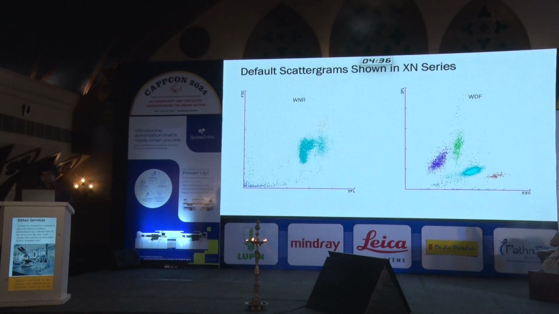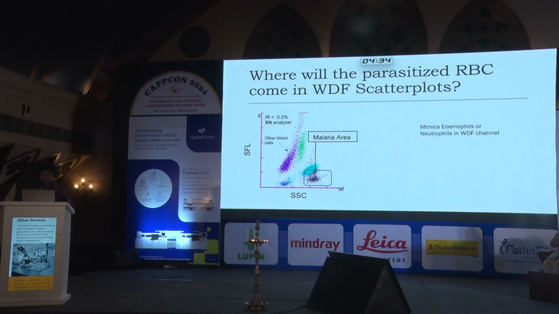Now, if we consider malaria, where will the parasitized RBC come in the WDF plot? In the WDF plot, it is the primary plot which most of us see, and many of us actually know it also. It falls between the eosinophil and the neutrophil cluster. So the blue is the neutrophil cluster, and red is the eosinophil area, and the malaria parasites, the parasitized RBCs, which are basically behaving like a WBC in the analyzer, will come here between those two.